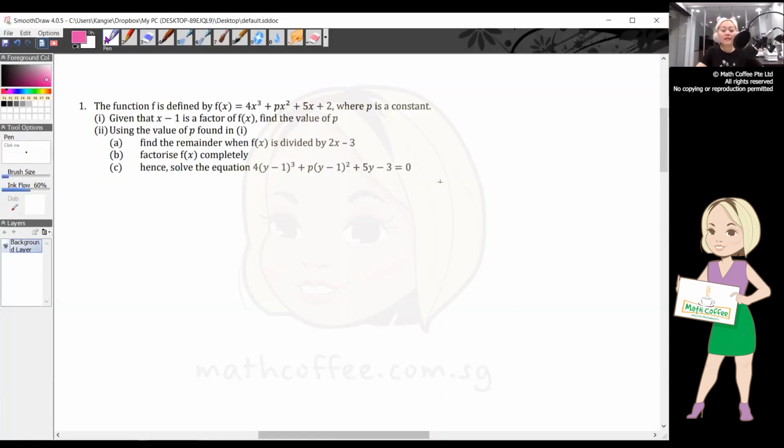Okay, f(x) is 4x cubed plus px squared plus 5x plus 2. Given that x minus 1 is a factor of f(x), find the value of p. So part 1 is using the factor theorem.